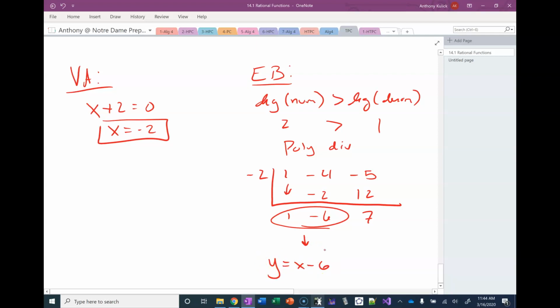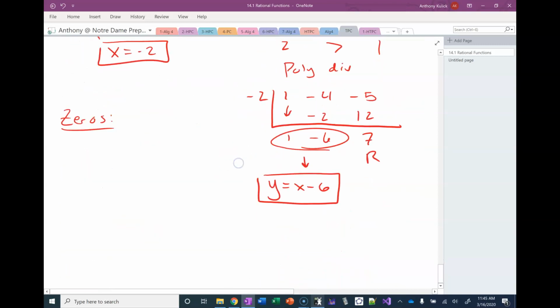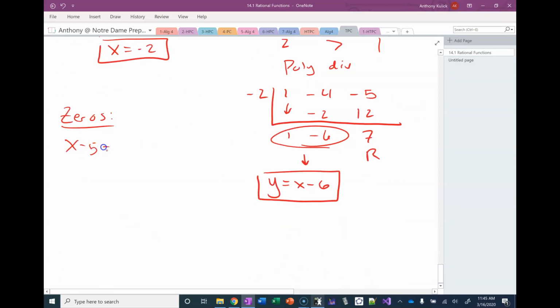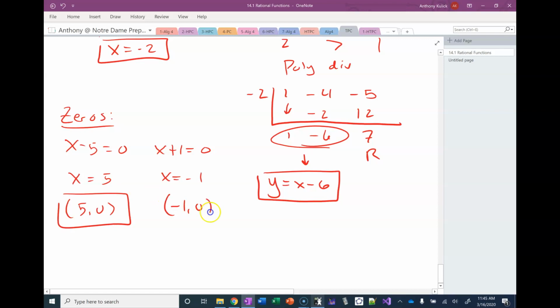y equals x minus 6. That's what I needed. Remember, this is the remainder part. We don't care about that for this. The remainder part doesn't really tell us anything. So the zeros, then we're going to take the numerator and set it equal to 0. And I'm going to use the factored version of the numerator set equal to 0. That gives me 5 and negative 1. So I have the points (5, 0) and (-1, 0).